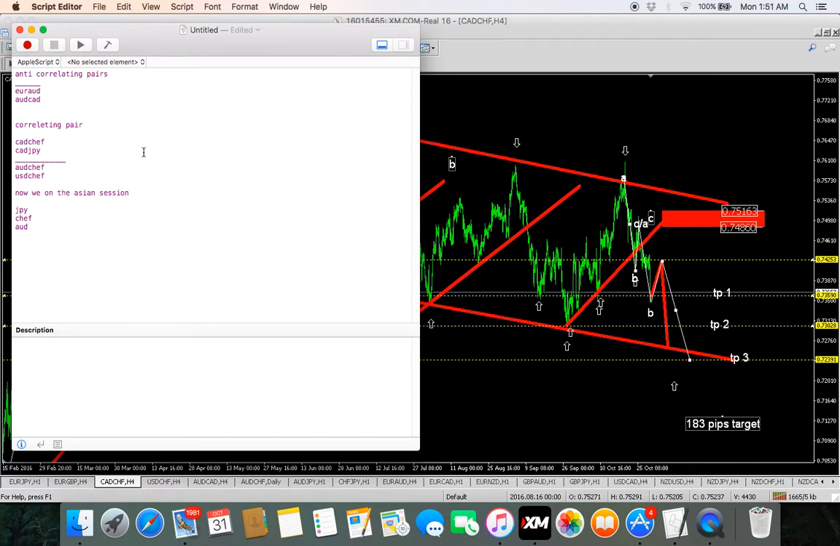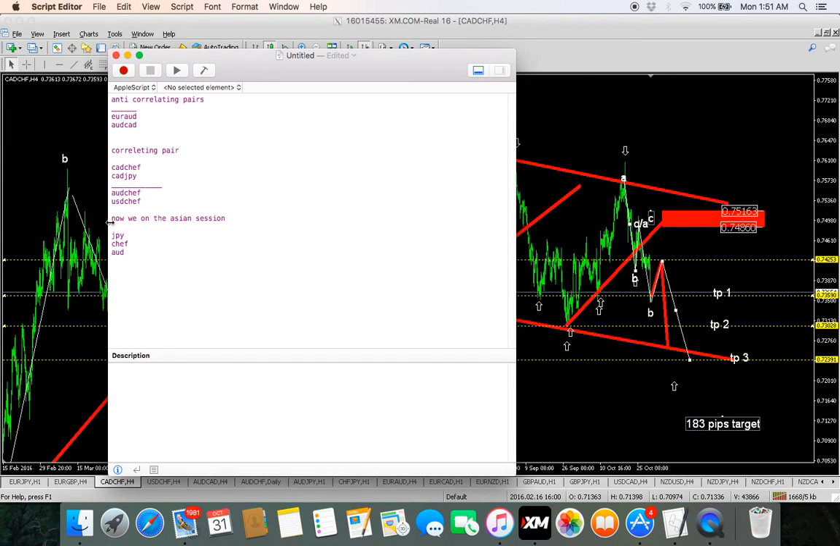So let's look at the second pair. This pair is correlating with which pair, guys? It's correlating with JPJ. We analyzed this pair last week. So this one is right here.